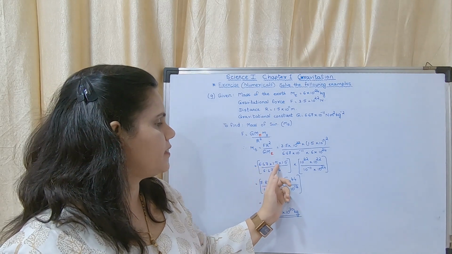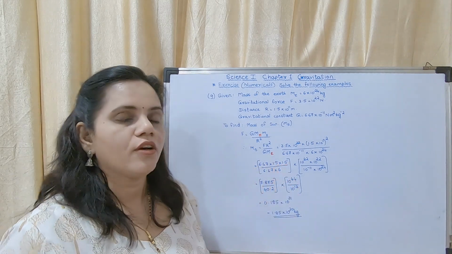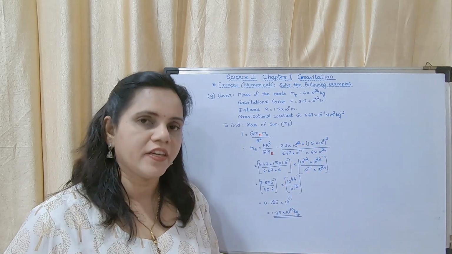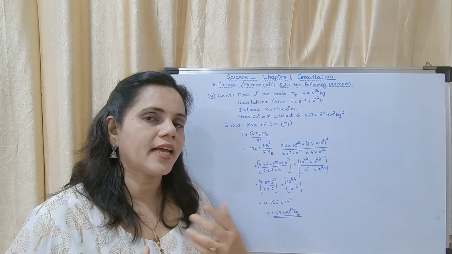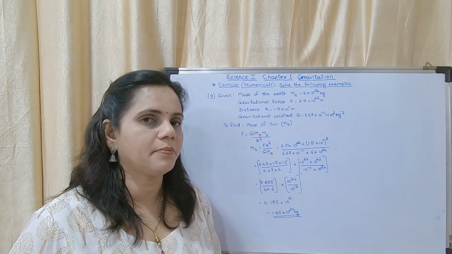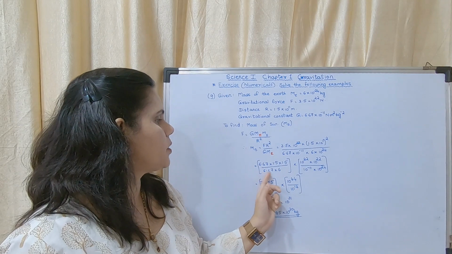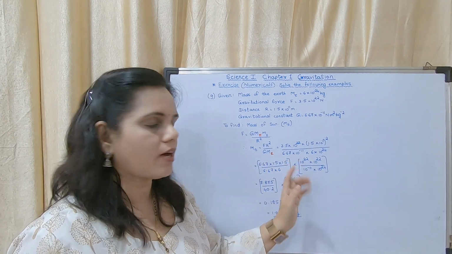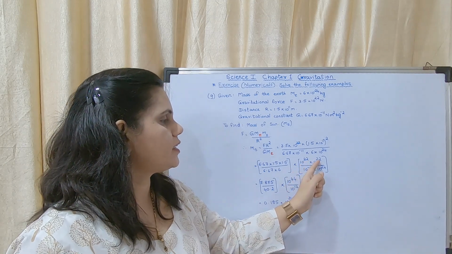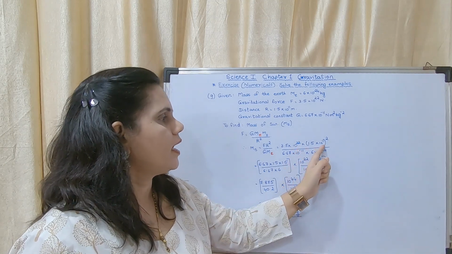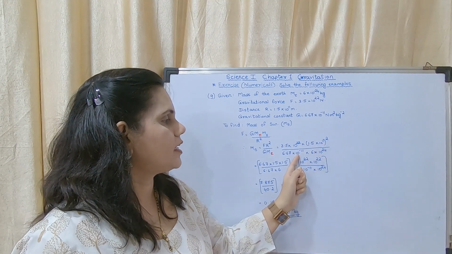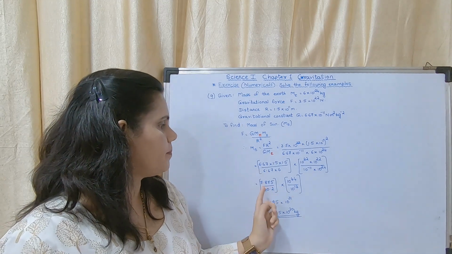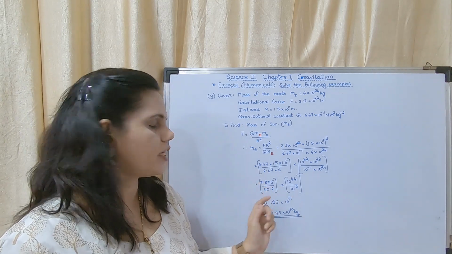So 6.67 into 1.5 into 1.5. Why did I write 1.5 twice? Because you have to find out the square of 1.5. It is to make the calculation easier, nothing else, you have to multiply anyway. Now 6.67 into 6. I have taken the numbers separate. Now 10 raised to power separate. So 10^22 into 10^22 upon 10^-11 into 10^24. So it will become 7.875 upon 40.2.